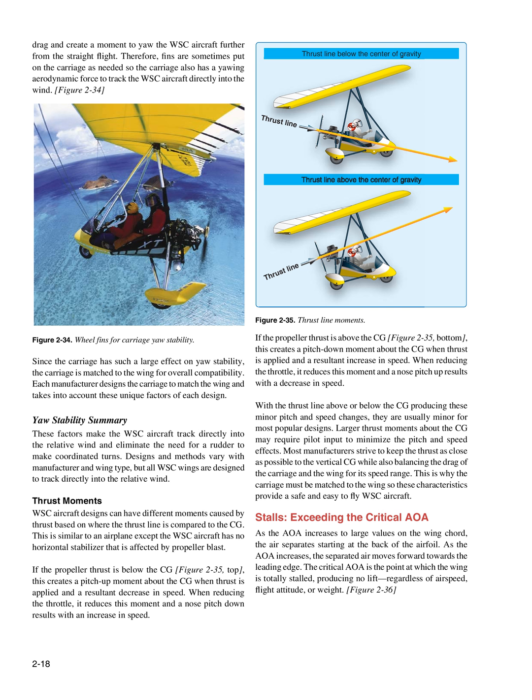A thrust line above or below the CG produces these pitch and speed changes, but they are usually minor for most popular designs. Larger thrust moments about the CG may require pilot input to minimize the pitch and speed effects. Most manufacturers strive to keep the thrust as close as possible to the vertical CG while also balancing the drag of the carriage and the wing for its speed range. This is why the carriage must be matched to the wing, so these characteristics provide a safe and easy to fly WSC aircraft. Stalls, exceeding the critical AOA.